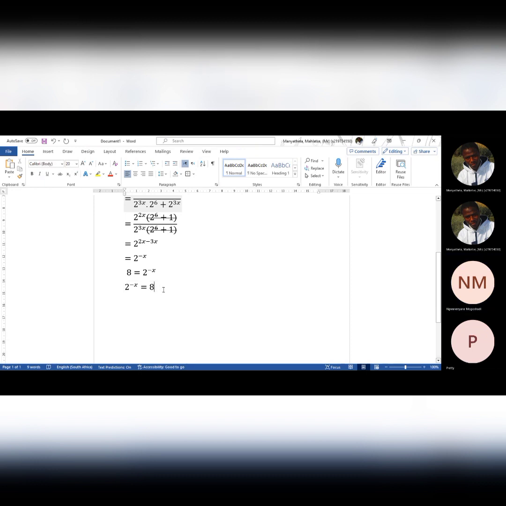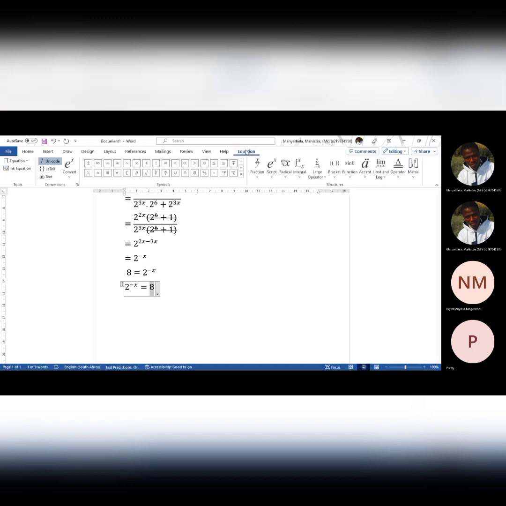Okay, sure. If it's like this, we write 8 in terms of 2, just like we did before, we simplify. Here we write 8 in terms of 2, so 2 to the power 3, because 2 to the power 3 is 8. Our bases are still the same. So the bases are the same.